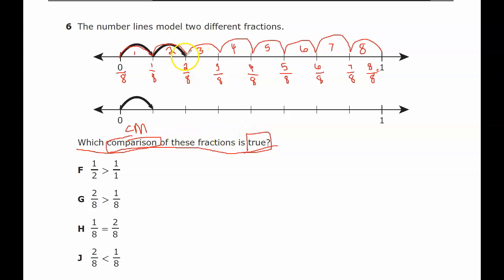Okay, and you can tell my number line, my jumps, the ones that they had originally, stop right here. So this number line is going to equal 2 eighths. Okay, this right here, 1, 2, 3, 4, 5, 6, 7, 8, also has 8 parts. So I'm going to fill all these in.